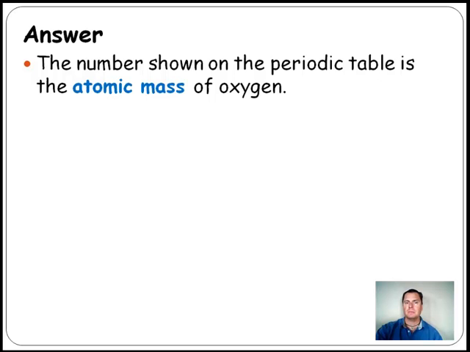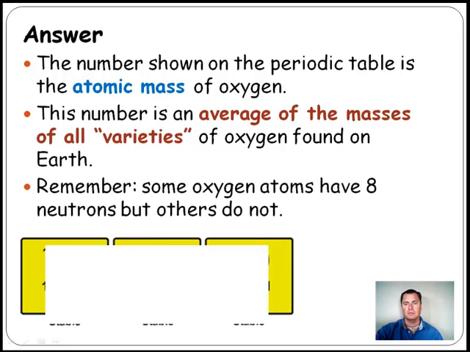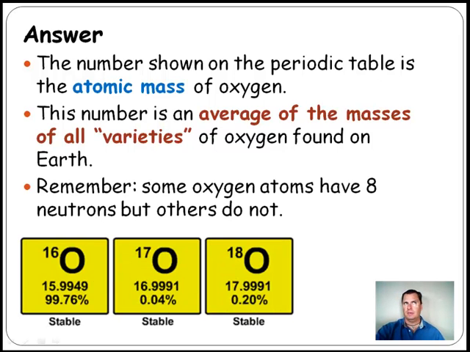Remember, atomic mass is an average of the masses of all varieties of oxygen found on Earth. So looking at all the isotopes. Remember, oxygen has 3 common isotopes. So in order to give an atomic mass for the periodic table, we have to average these three variations together to get what we call the weighted atomic mass.